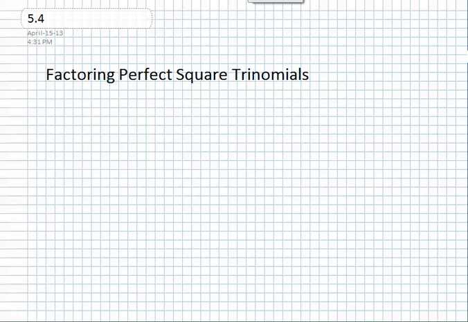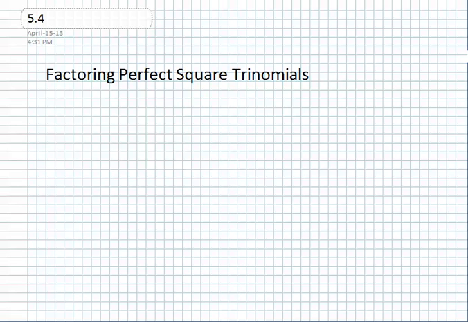Alrighty folks, we are going to be looking today at factoring special trinomials. These are not special like your weird Uncle Harold is special, just special in that they're unique in some way and require a bit of special attention, extra attention.